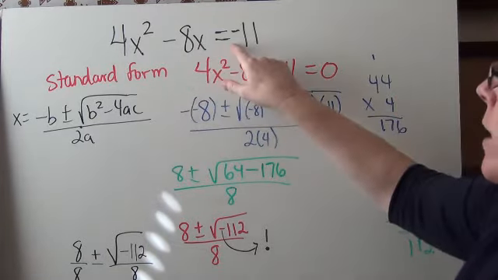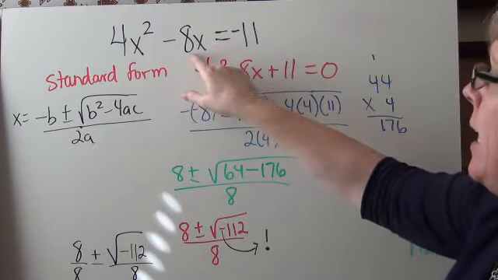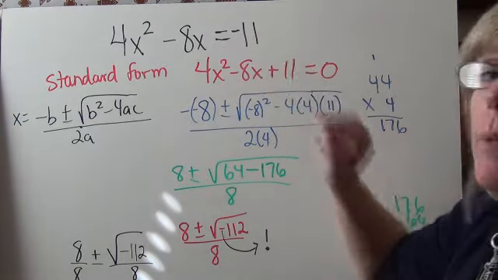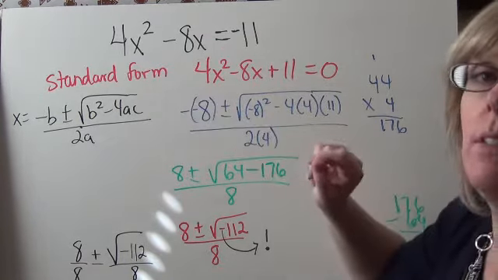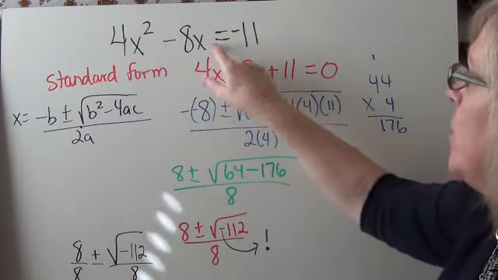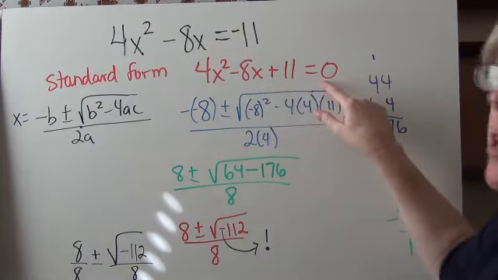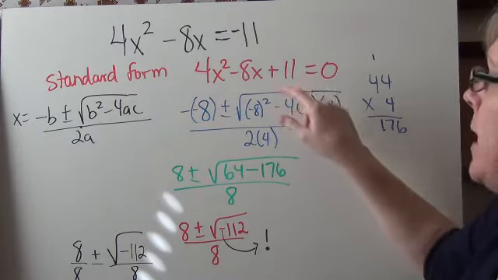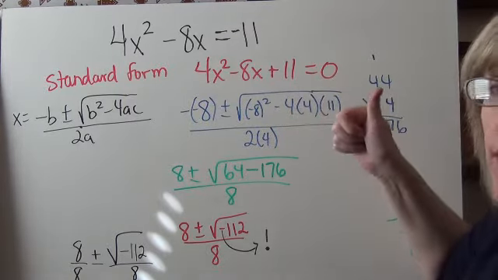So here I have a quadratic. 4x squared minus 8x equals negative 11. But it's not in standard form, so I move it over. I'm going to add 11 to both sides to make it in standard form, and here I go. 4x squared minus 8x plus 11 equals 0, standard form.